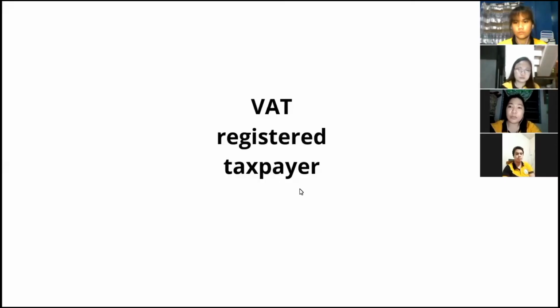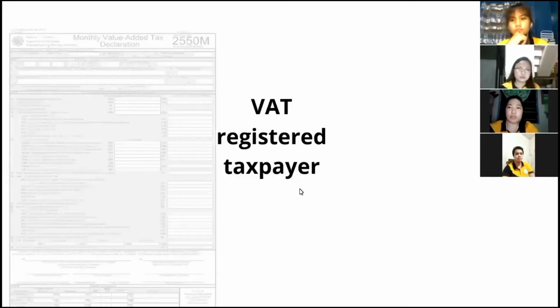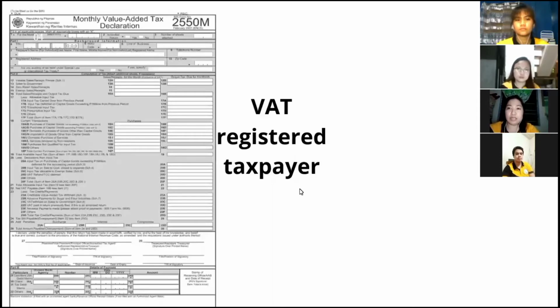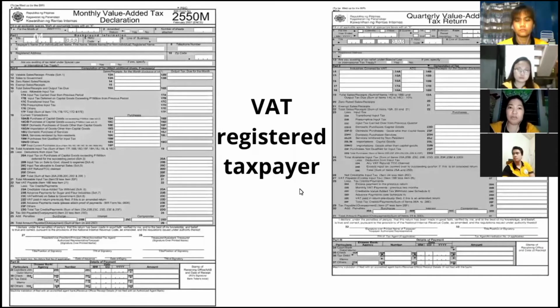So there are two types of taxpayers. First is the VAT registered taxpayer, which is subject to 12% VAT if the gross sales or gross receipts of the business exceeds the threshold of 3M. There are two forms that the VAT registered taxpayer uses. First is the BIR form 2550M and the BIR form 2550Q. M stands for monthly and Q stands for quarterly.